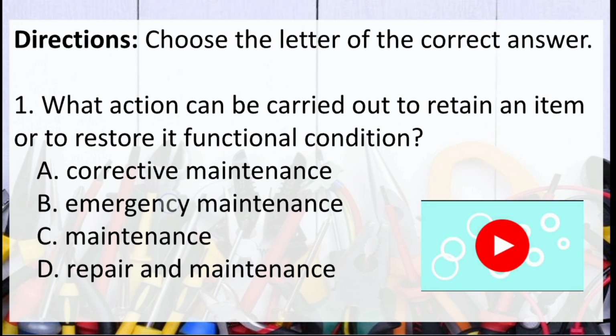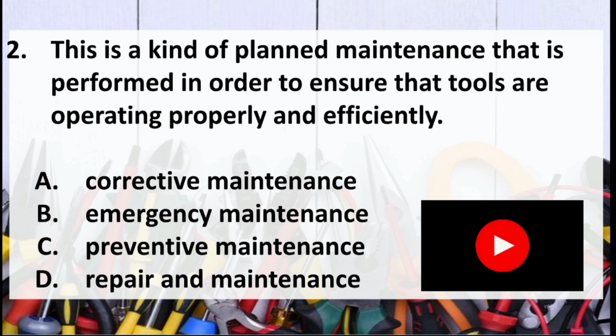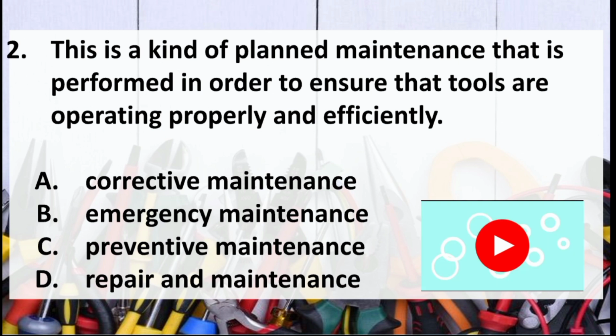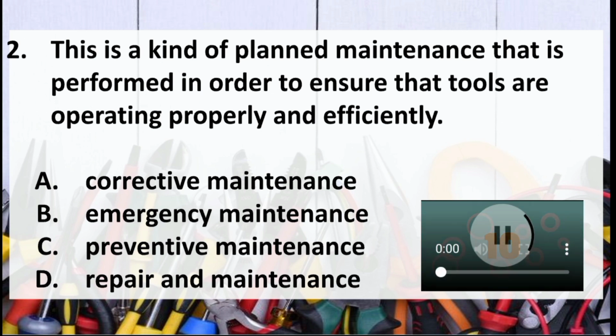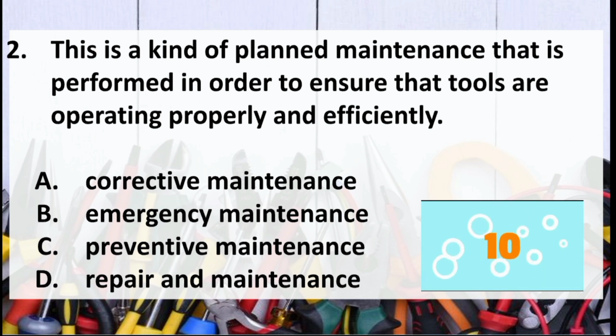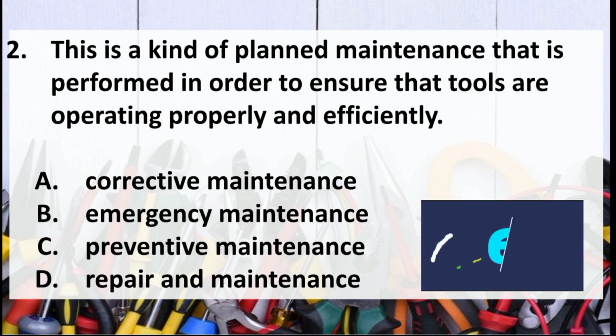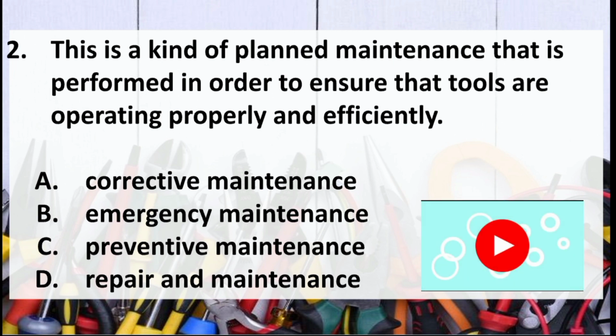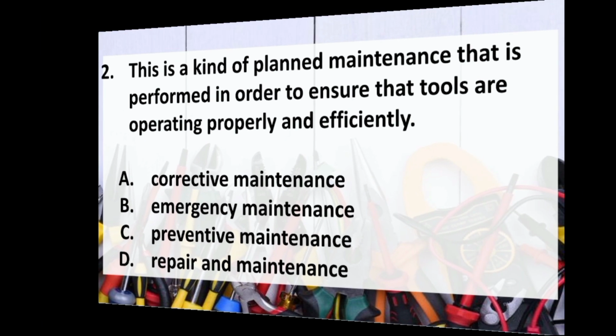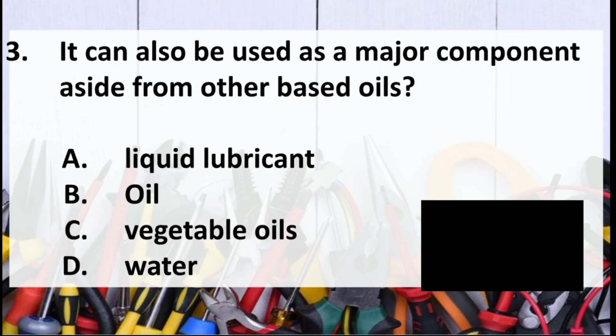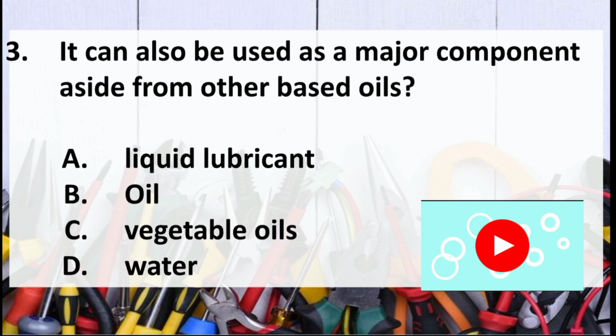Okay, for the second question, class. This is a kind of planned maintenance that is performed in order to ensure that tools are operating properly and efficiently. You have 10 seconds to answer, class. The choices are A. Corrective maintenance, B. Emergency maintenance, C. Preventive maintenance, and then D. Repair and maintenance.